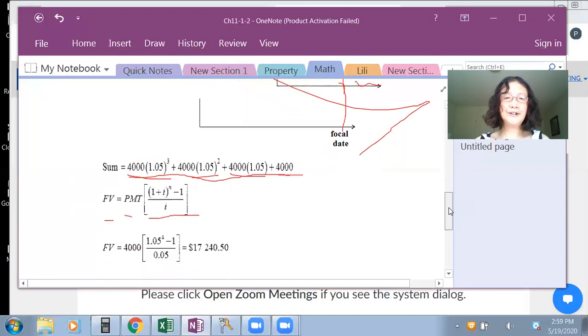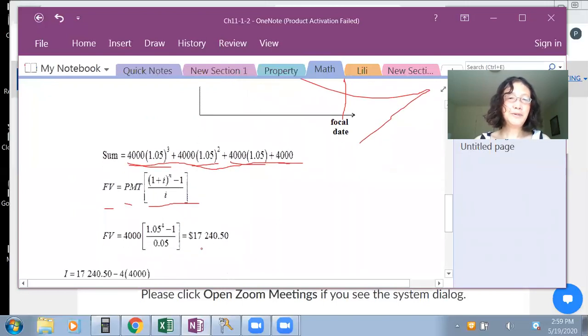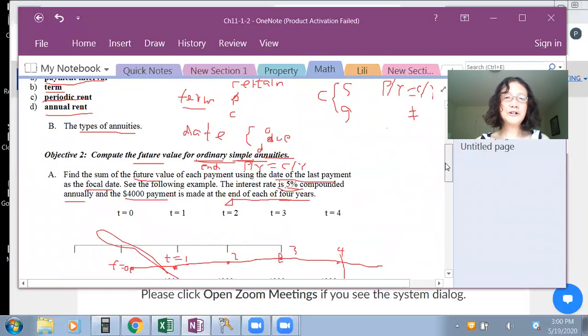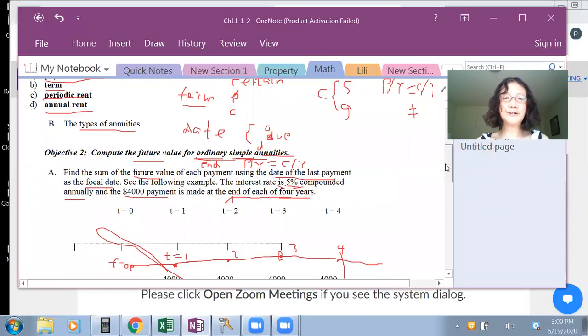So in this example, payment is 4,000. Interest rate is 5%, 0.05. And how many years? It is 4 years. You plug in, you get this number. So this is the future value of ordinary simple annuities.